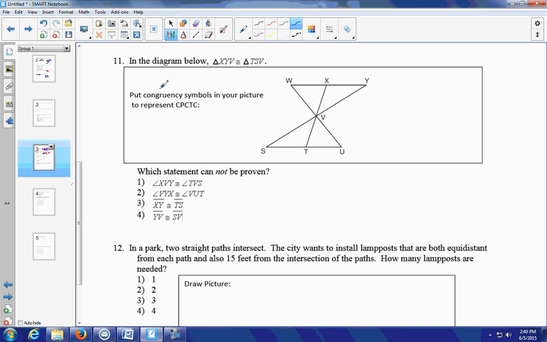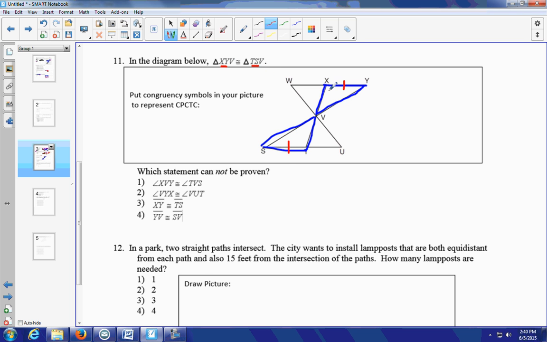For number 11, what it means here in this box is it wants you to put congruent symbols. So for example, if triangle XYV is congruent to triangle TSV, well then that means lots of things. Like it means this piece, XY, which are the first 2 letters, matches with this one, which is TS, which are the first 2 letters.